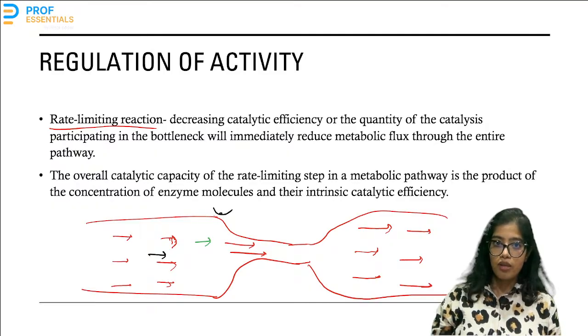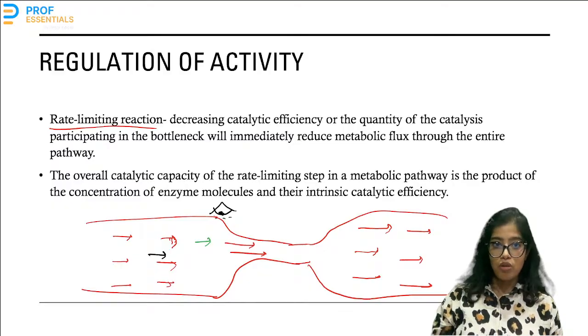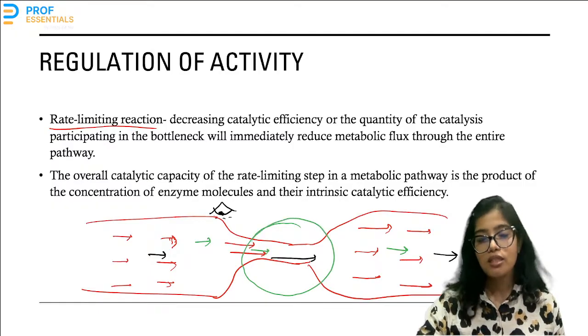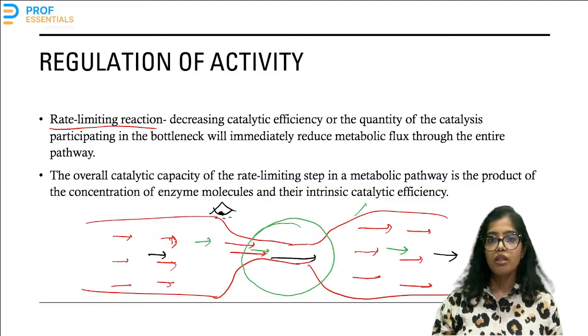So if you're seeing from this end, you will think that okay, this is going to come out first here, but maybe this green car is going to come out first here. But what happens is, inside this bottleneck, this green car gets left behind and this black car overtakes. This black car has overtaken and this green car is left behind here. So what happens here in this bottleneck is going to determine the rate of this traffic. Okay, understood?